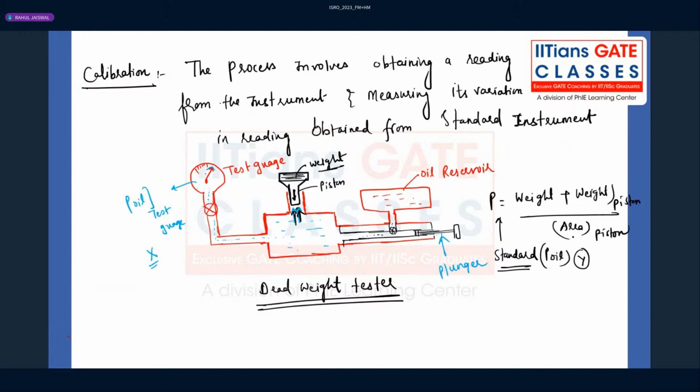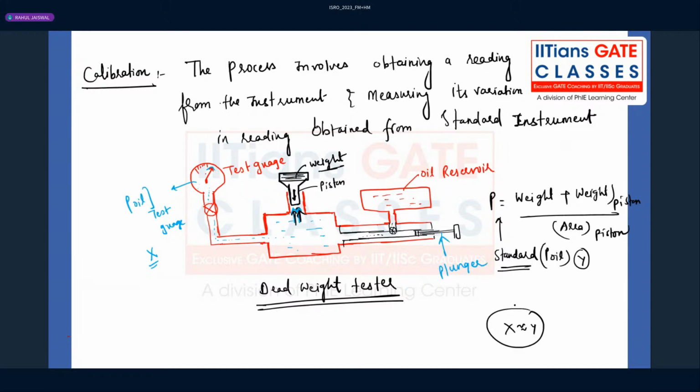Let's say y. If y and x are not equal, that means the test gauge is not giving you an accurate value. When x is almost nearer to y, then we say that calibration is done, and the test instrument is now somewhat accurate.